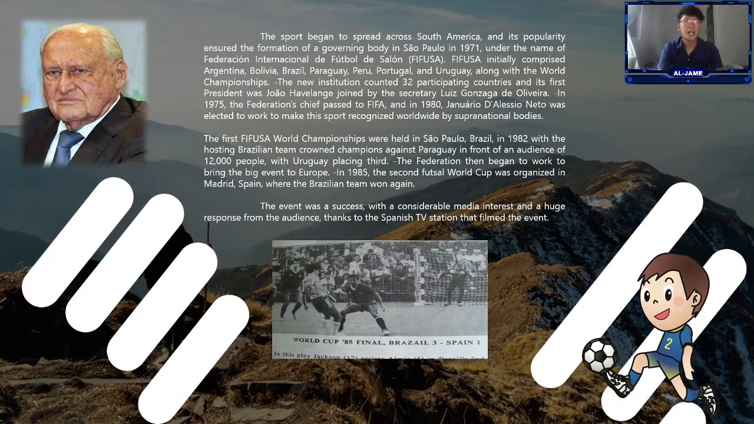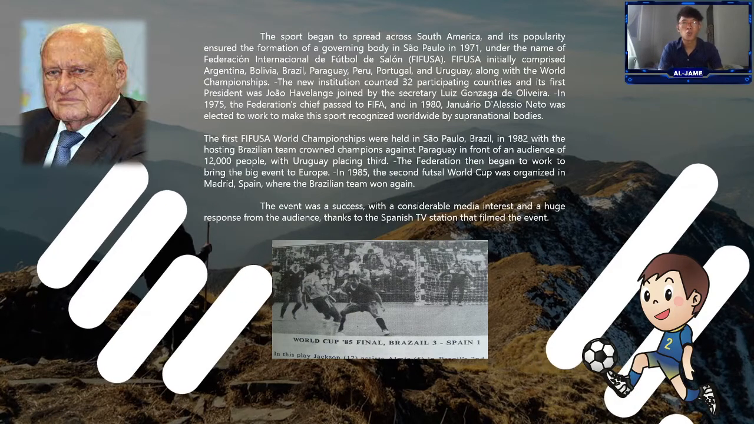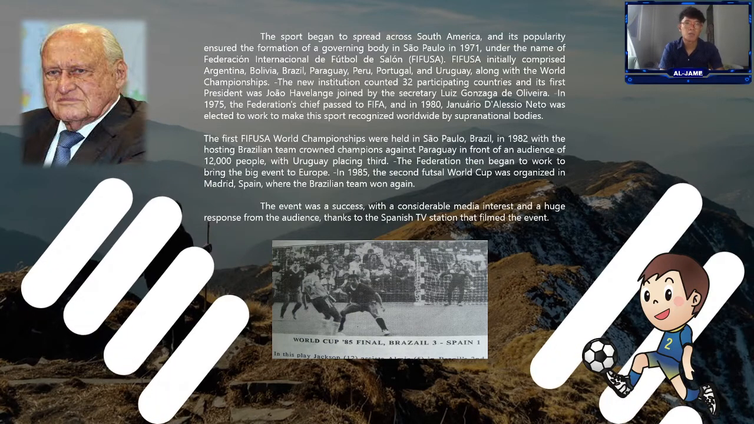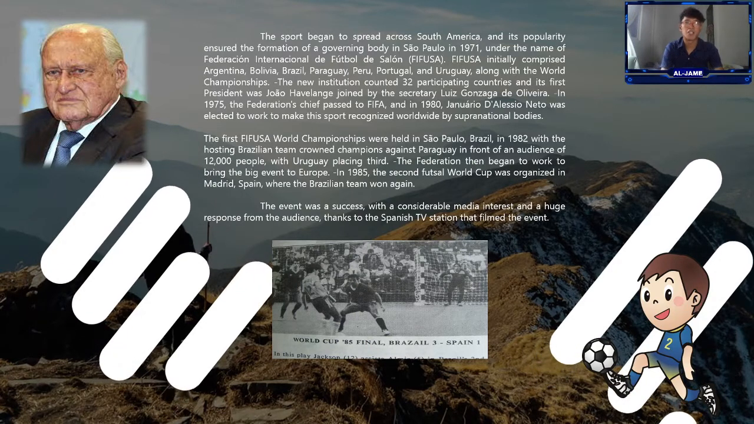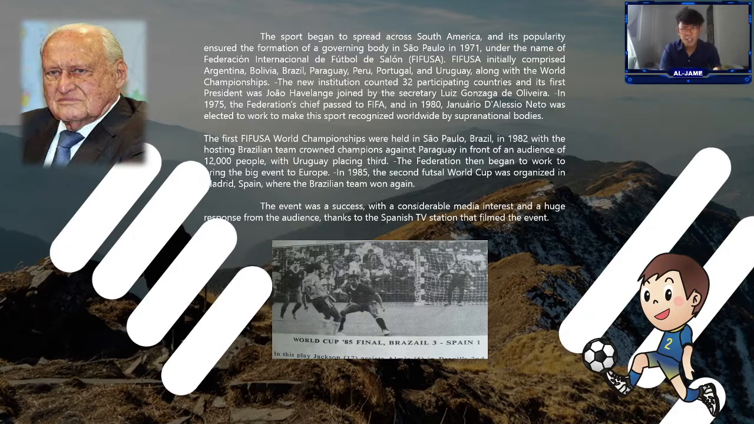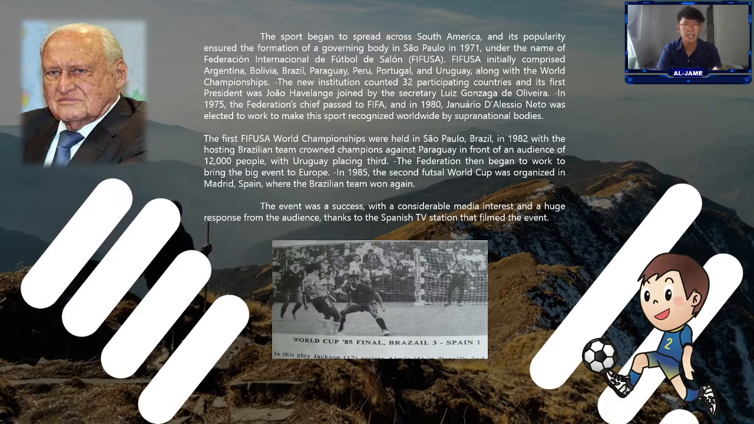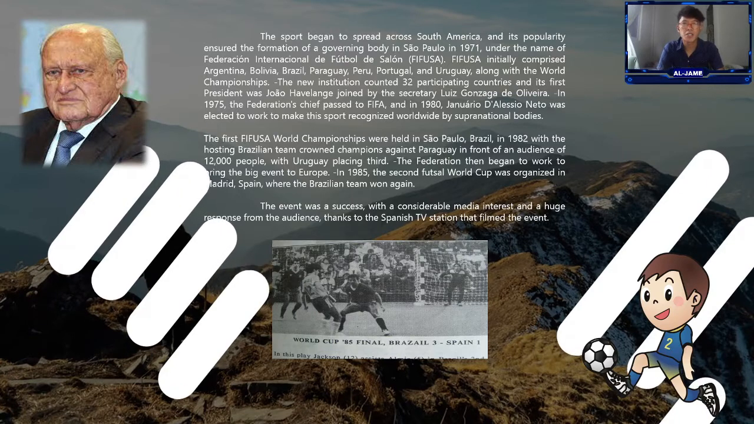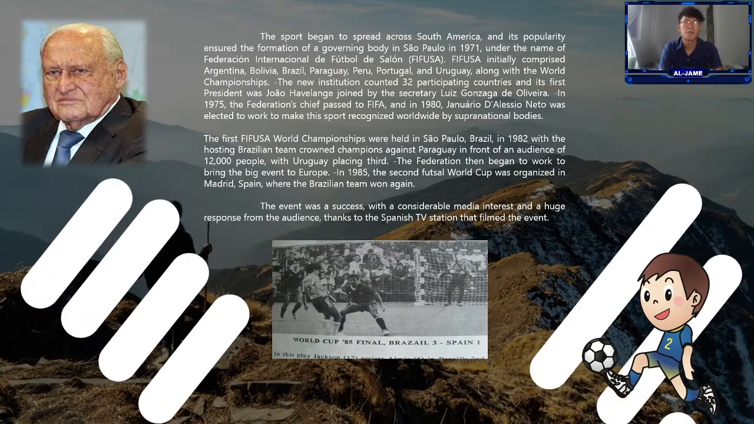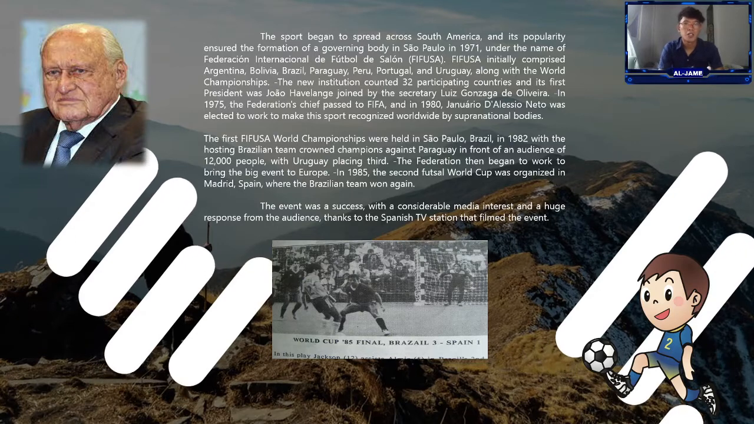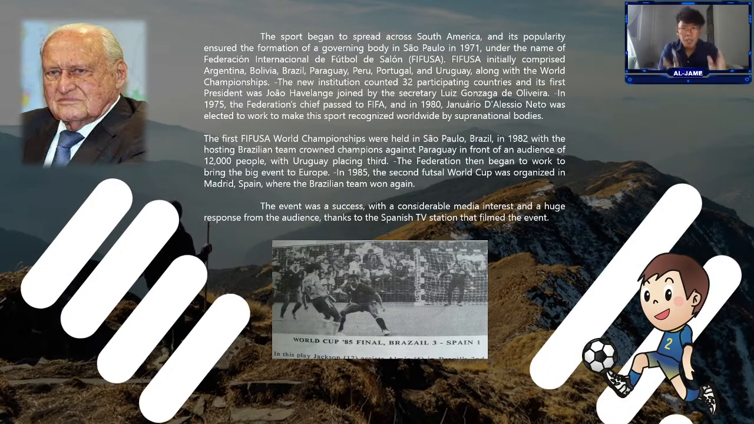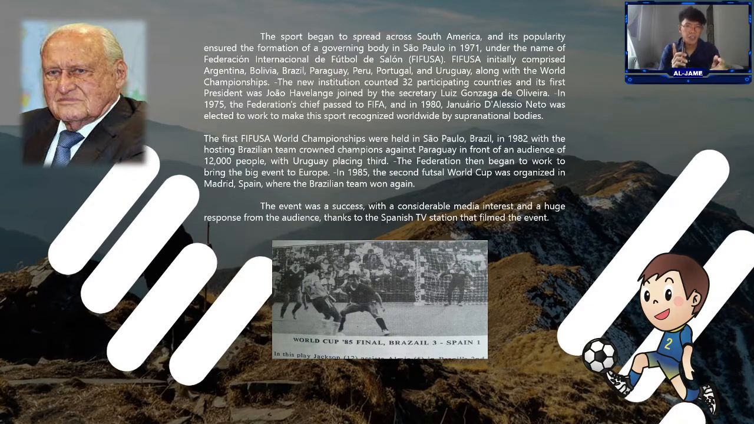Juanirio de Alessio Neto was elected to work to make this sport recognized worldwide by supranational bodies. Therefore, the first FIFUSA World Championship was held in Sao Paulo, Brazil in 1982, with the hosting Brazilians crowned champions against Paraguay in front of an audience of 12,000 people, with Uruguay placing third.